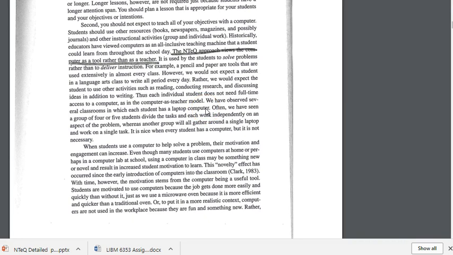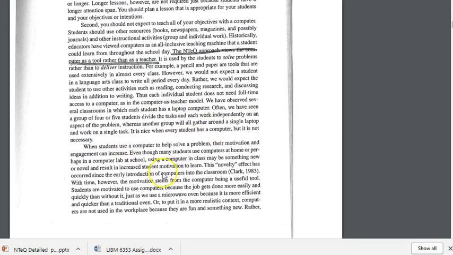this would actually be an advantage because you can plan for those circulations through the technology while you have other activities going on. You can even take a group of 4 or 5 students and divide the tasks. Each one works independently on one aspect of the problem, whereas another group might all gather around that one single laptop and work on a single task. It's nice to have the option for every student to have a computer, but it's not absolutely necessary.